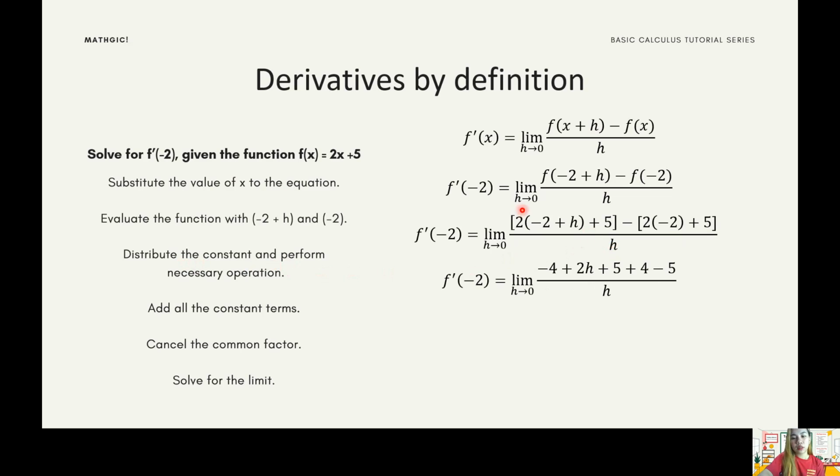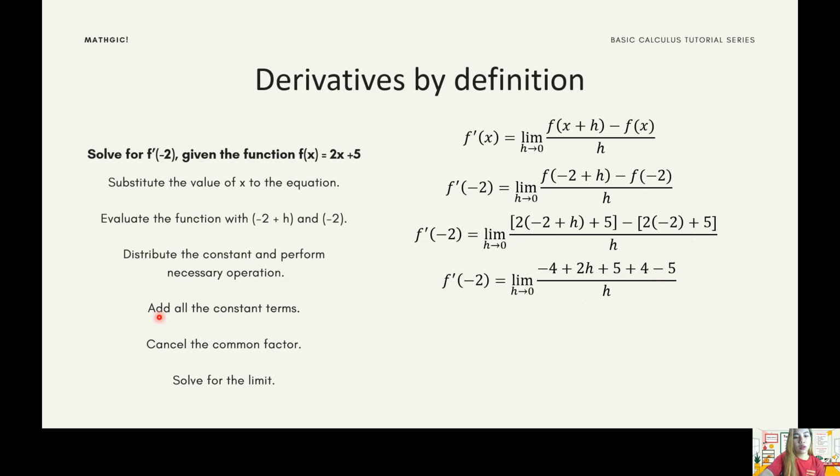When we distribute the constant 2 to the quantity, we're going to have negative 4 plus 2h plus the term outside, which is 5. Then if we distribute the negative to negative 4, we're going to have positive 4, minus positive 5. So we have minus 5, all over h.